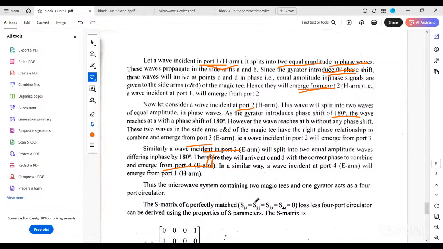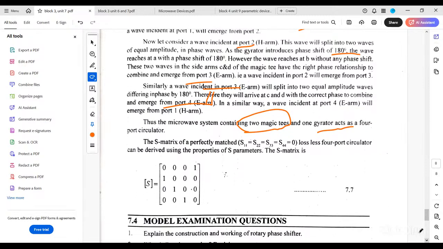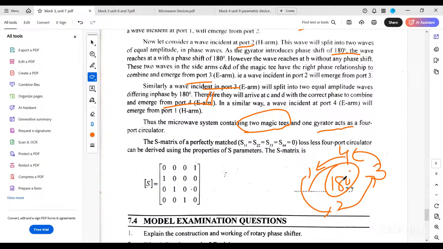After that, we have to mention how many magic tees: 2 magic tees with 1 gyrator. In total it acts as a circulator. In the examination the diagram is very easy. How to remember the diagram? Here you have port 1, here port 2, here port 3, here port 4. From port 1 it goes to port 2, from 2 to 3, 3 to 4, 4 to 1. While going to each port, you must mention whether it is 0 degrees or 180 degrees. Next, we have 4 ports. The gyrator has 180 degrees phase shift.